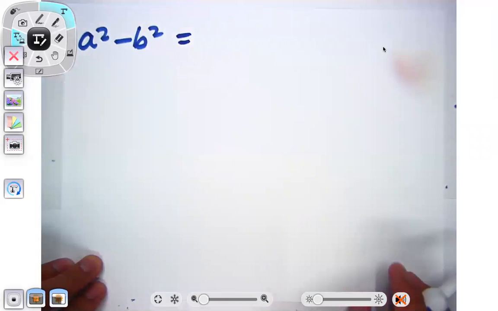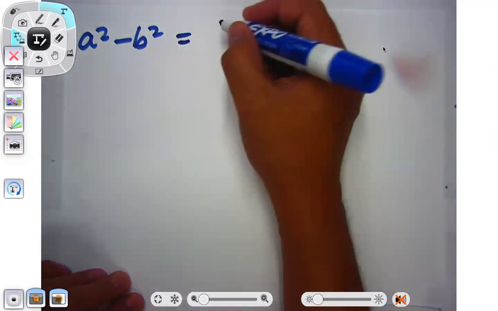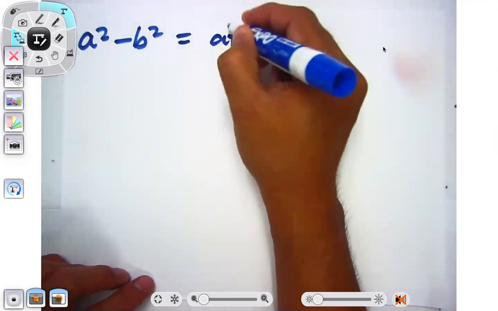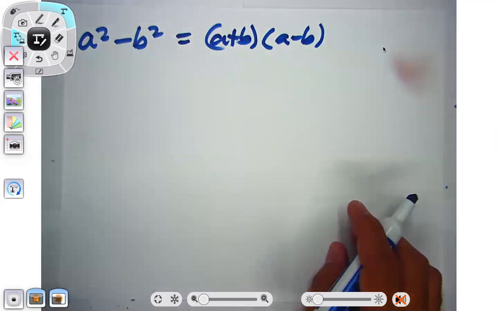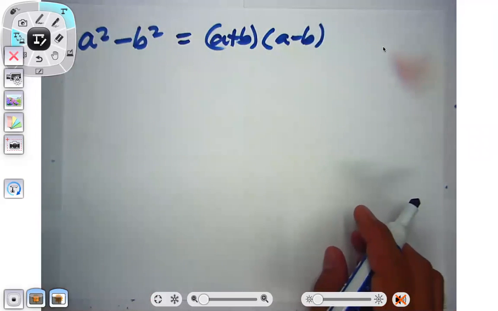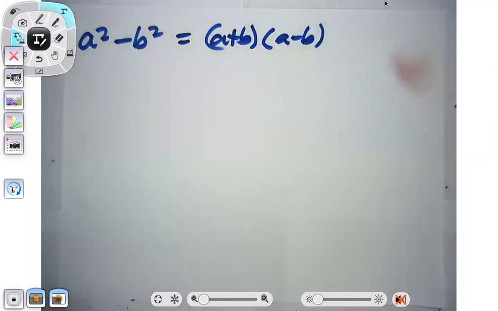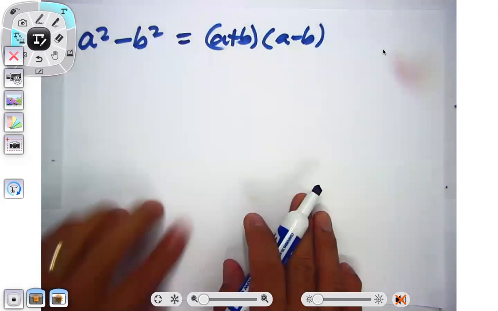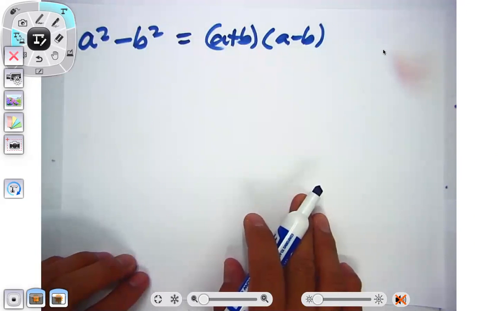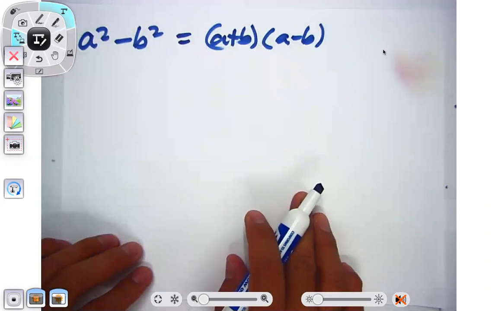Any polynomial in the form a squared minus b squared is a difference of squares. And the factor here is in the form a plus b times a minus b. So these are the two factors of a squared minus b squared. You have a plus b and a minus b. We've tried to multiply some polynomials before in this form, a plus b times a minus b, and we found out that the result is a squared minus b squared.